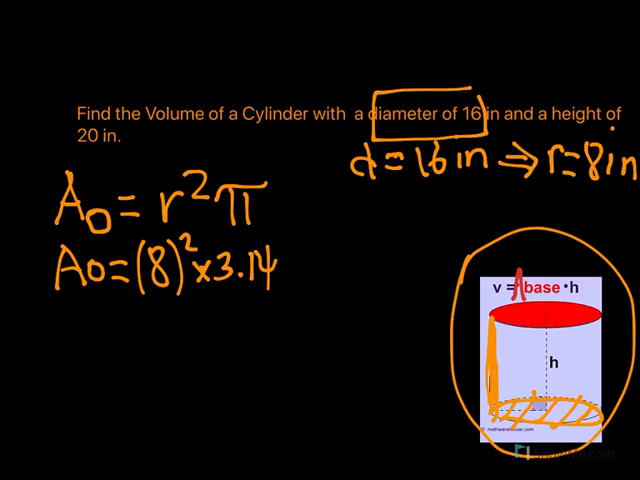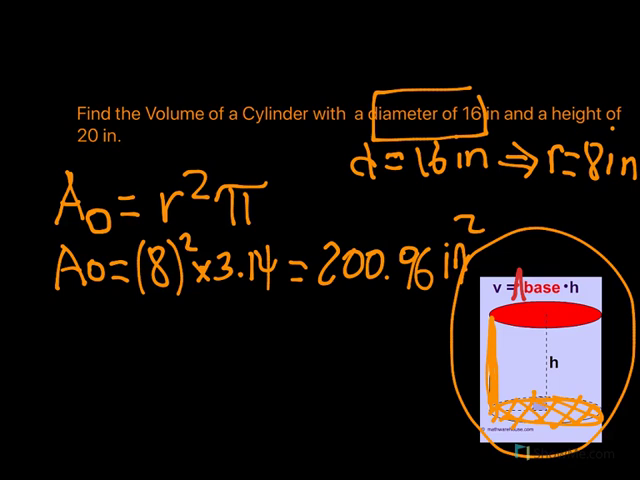So the area of the circle is going to be 8 times 8, remember, 8 times 8 is 64, times pi, so 200.96. And remember, when we use area, it is how many squares go inside the circle and cover the circle. So in this case, your unit is going to be inches squared. There we go. That's the area of the circle.